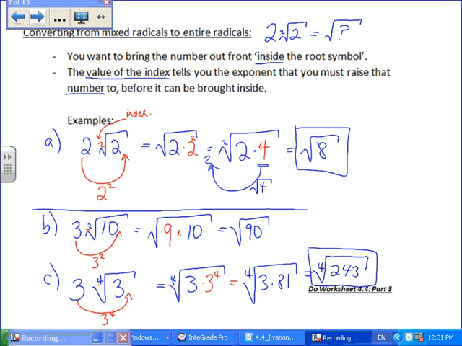Okay. Great. At this point, if you wanted to pause this video and try part 3 of your worksheet, you can, or you can finish and carry on. And we're just going to go the other direction now, working with an entire radical. How do I get it into a mixed radical form? And then you can go ahead and try those questions.